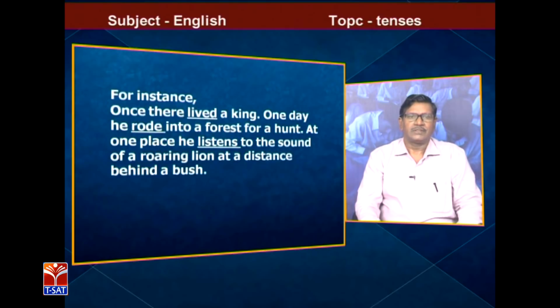For instance, once there lived a king. One day he rode into a forest for a hunt. Now the narration started with simple past tense. Lived. Once there lived a king, and one day he rode into a forest for a hunt. At one place, he listens to the sound of a roaring lion at a distance behind a bush.